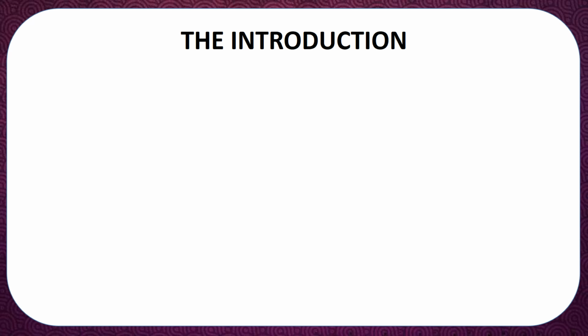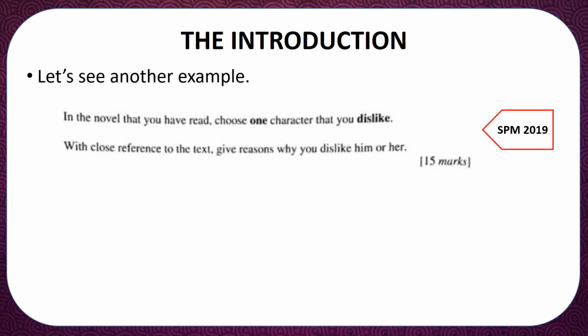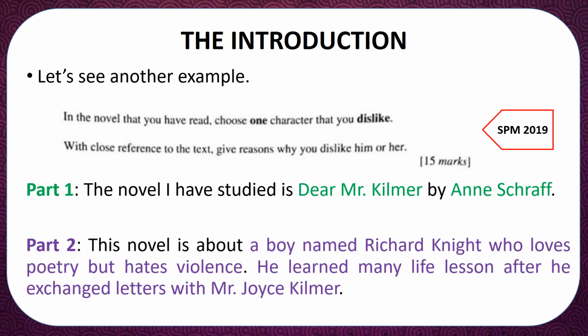Why don't we try another question? This is SPM 2019. In the novel that you have read, choose one character that you dislike. With close reference to the text, give reasons why you dislike him or her. Again, part 1 and part 2 are the same thing. These are something that you can memorize. So let's go and look at part 3.